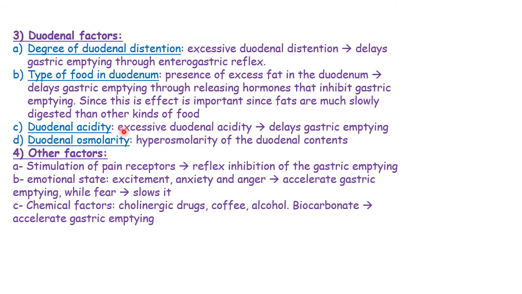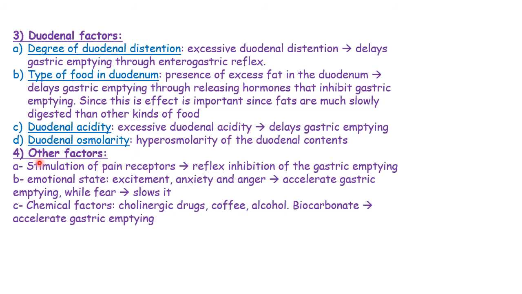Duodenal acidity. The presence of excess acid in the duodenum will produce a delay in the gastric emptying, and the mechanism is dependent on both the enterogastric reflex and enterogastrones. Lastly, the presence of hypertonic fluid or hyperosmolarity of the duodenum will delay the gastric emptying contents into the duodenum.